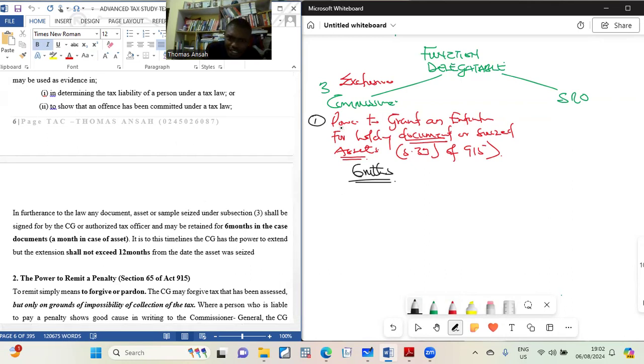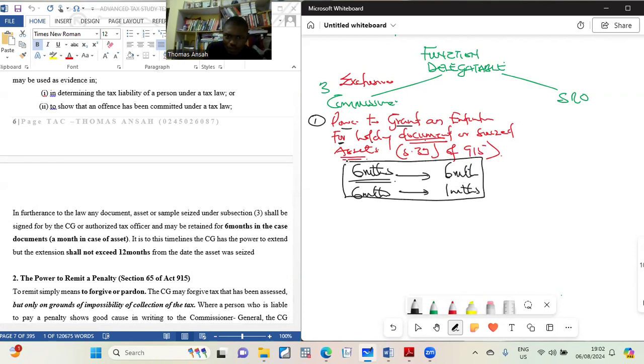But this function, the power to grant an extension for holding a document, tells us that after the 6 months is over, he can extend. We say that he can retain your document for 6 months. In the case of a document, he can extend the seizure for another 6 months. In the case of an asset, once he seizes it for the first 6 months, he can extend it for another period of 1 month. Please, I hope what I've said is understood.